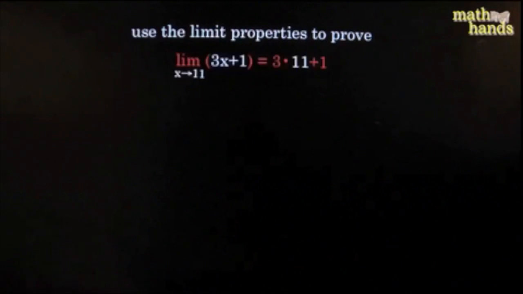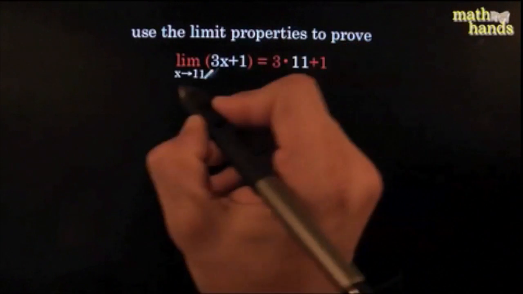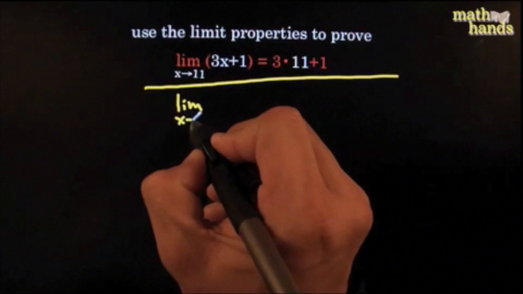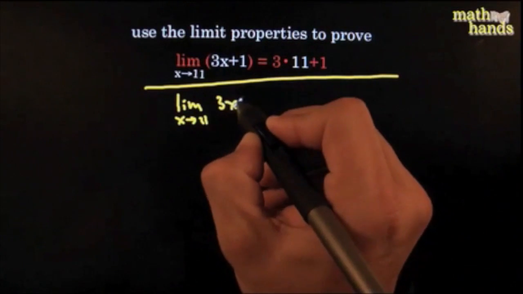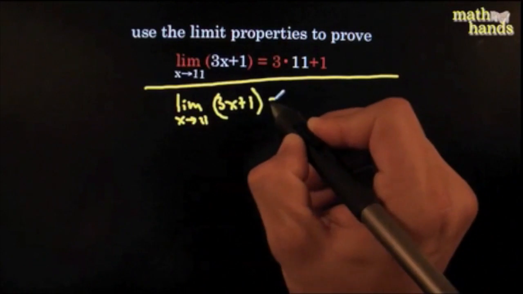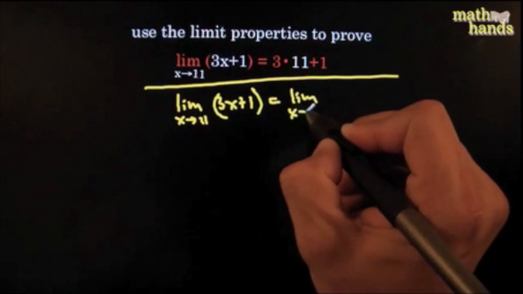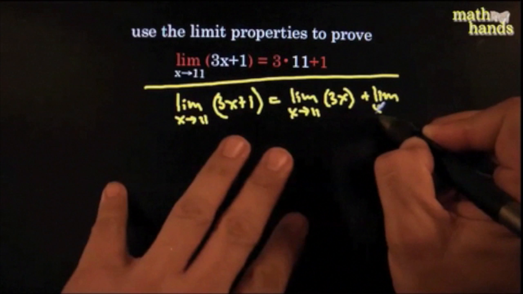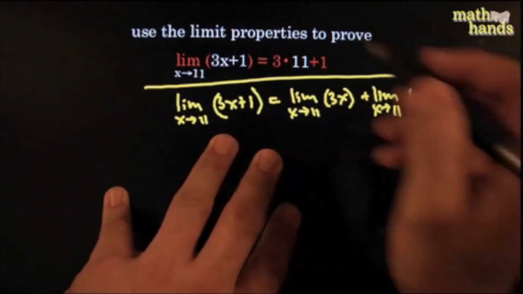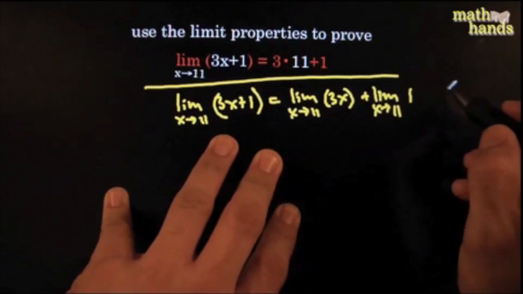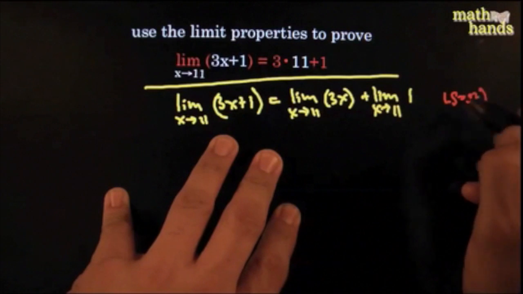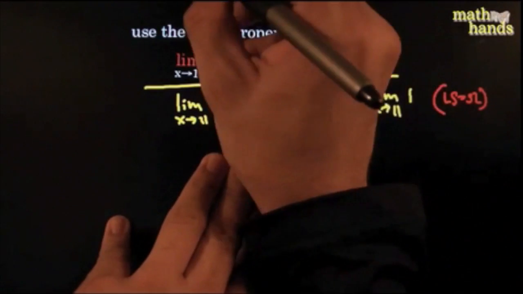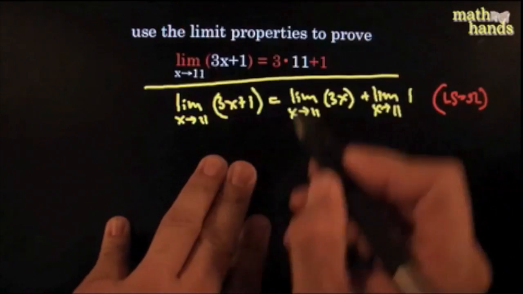Whoa. Let's do it. So here we go. Here's the proof. The limit as x goes to 11 of 3x plus 1 is equal to the limit as x goes to 11 of 3x plus the limit as x goes to 11 of 1. Why is that? Well, that's because the limit of the sum is equal to the sum of the limits. That's a famous property that says you could distribute this so long as each one exists and is finite, which they are in this case.